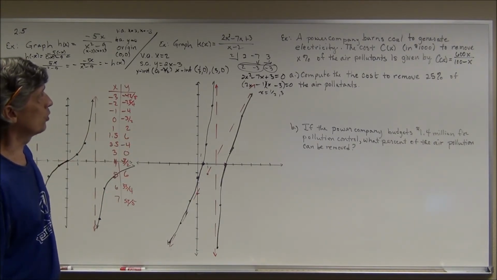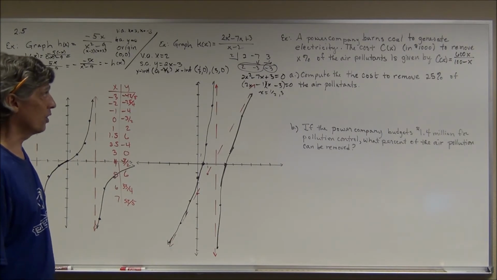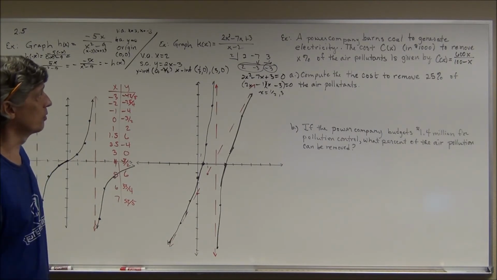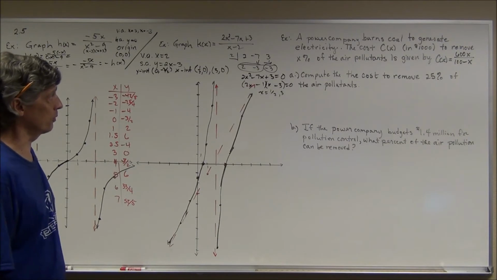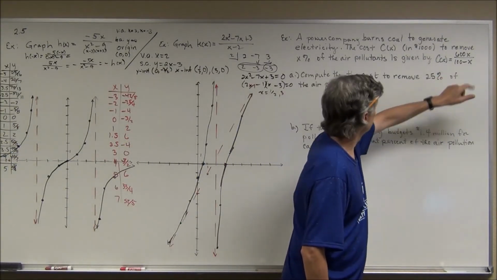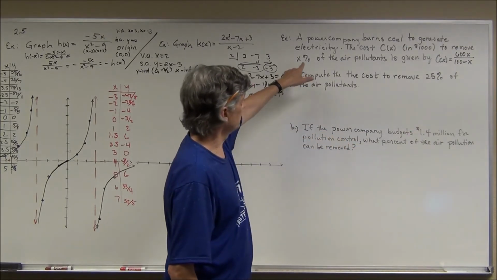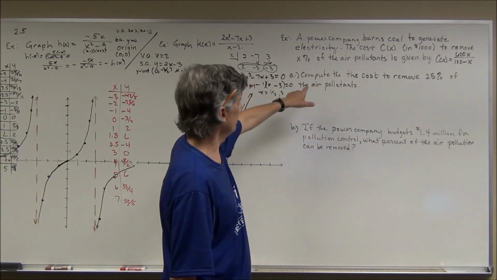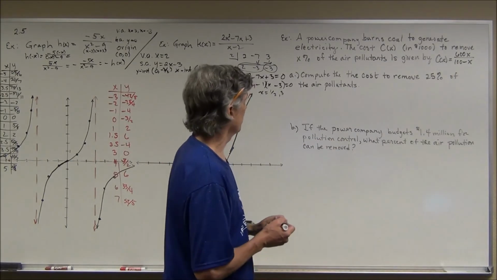A power company burns coal to generate electricity. The cost C of X in thousands of dollars to remove X% of the air pollutants is given by C of X is equal to 600X over 100 minus X. Remember, X is the percent of the air pollutants that are removed. Compute the cost to remove 25% of the air pollutants.